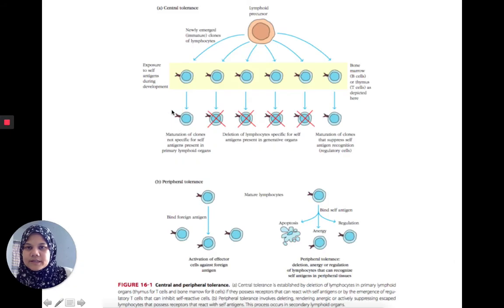Right, so this is the schematic that shows the central tolerance that occurs. We see here a lot of the cells that recognize self-antigens in development will be deleted. And then the clones that do not recognize the self-antigens will enter the primary lymphoid organs. And then you also have a subset that are able to suppress self-antigen recognition. So that's our T cells, our regulatory T cells. And then we'll talk a bit more about the peripheral tolerance.